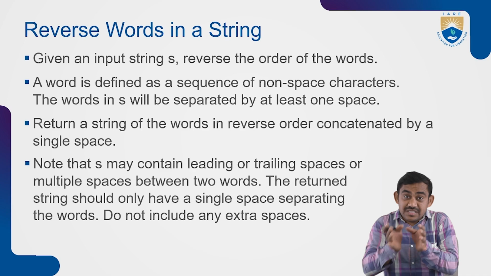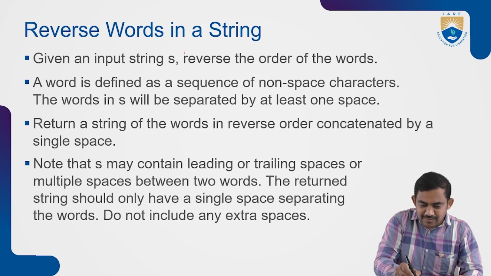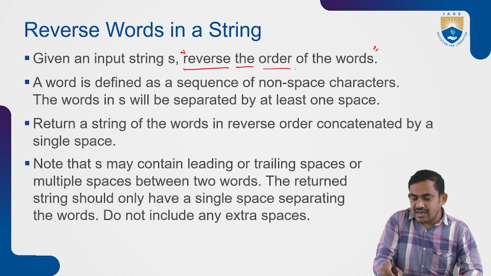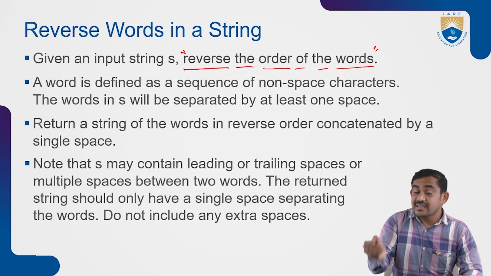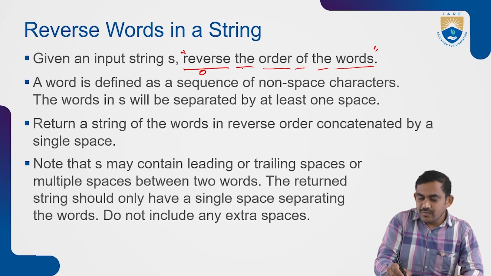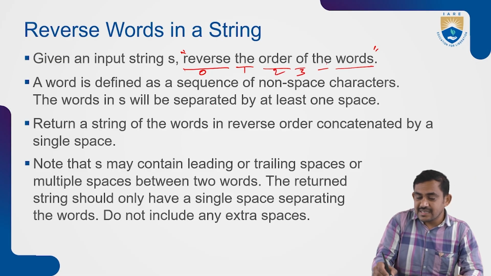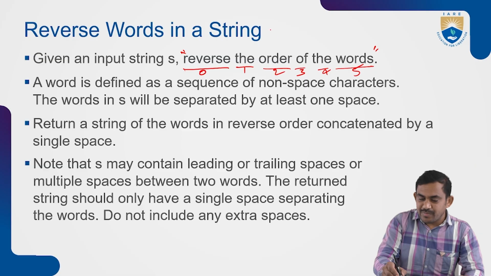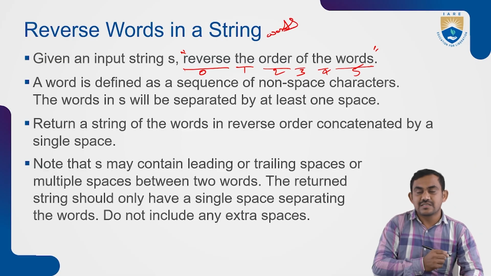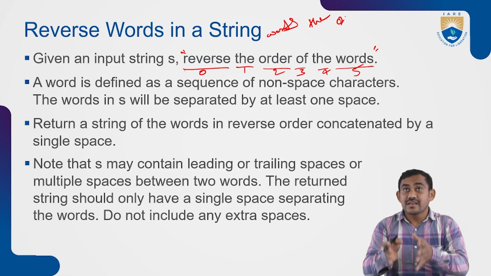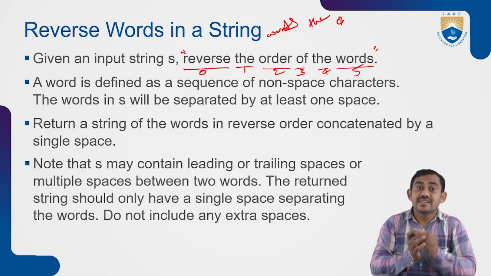then the words need to be reversed. Suppose this is my string. We reverse the order of the words. The output will be: this is your 0th index, 1st index, 2nd index, 3rd index, 4th index, 5th index, so we have different places. The 5th one comes first, that is the first word. Next, the next one, and so on, in reverse order.